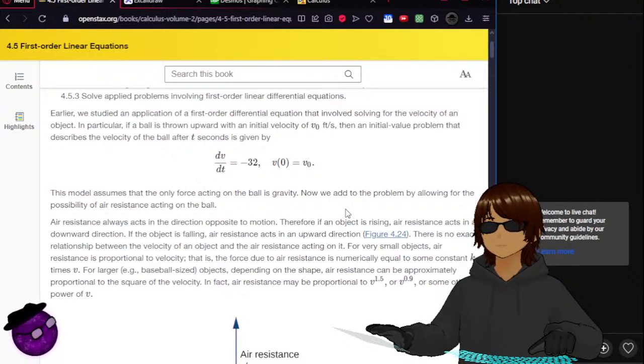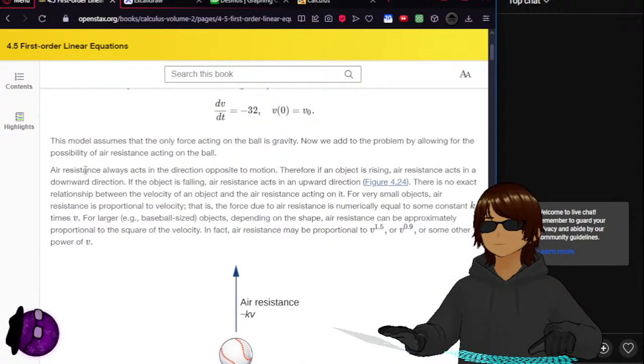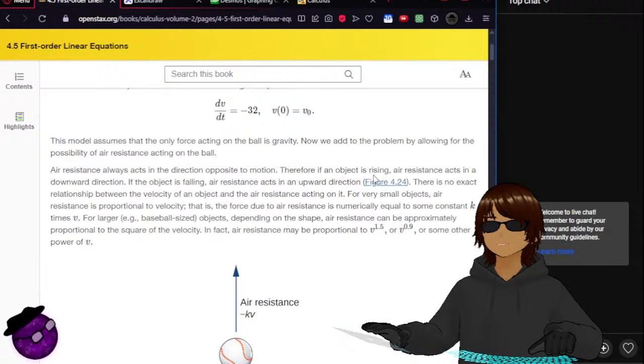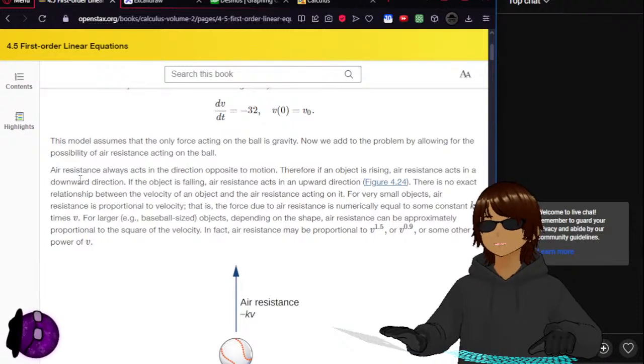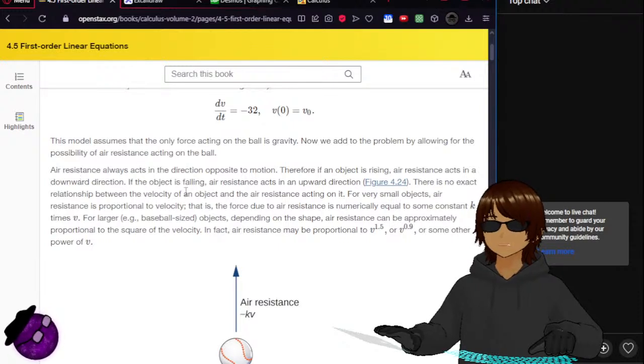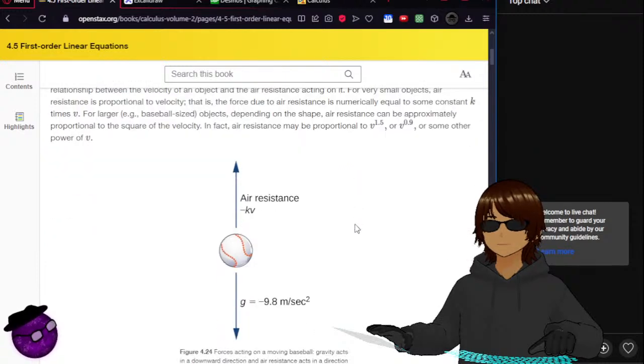Now we add to the problem by allowing for the possibility of air resistance acting on the ball. Air resistance always acts in the direction opposite to motion. Therefore, if an object is rising, air resistance acts in a downward direction. If the object is falling, air resistance acts in an upward direction. There is no exact relationship between the velocity of an object and air resistance acting on it.